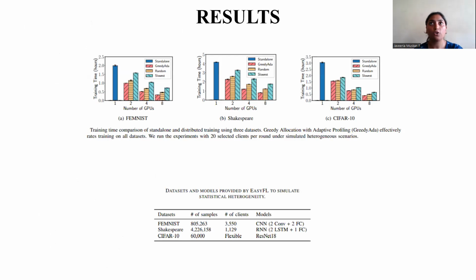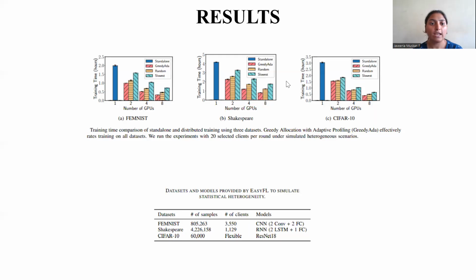So coming to the results. This slide shows the results. First, it shows the training time comparison of standalone and distributed training using 3 datasets, that is FEMNIST, Shakespeare, and CIFAR-10. And the greedy allocation with adaptive profiling effectively accelerates training on all the datasets. We run the experiments with 20 selected clients per round and simulated heterogeneous scenarios.